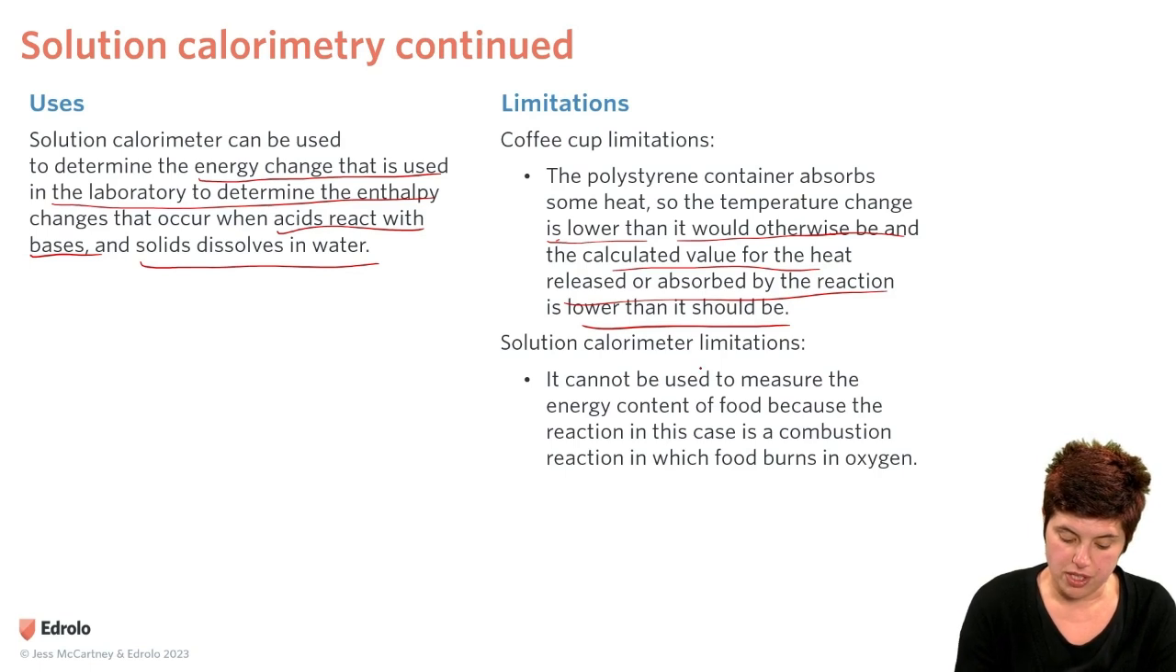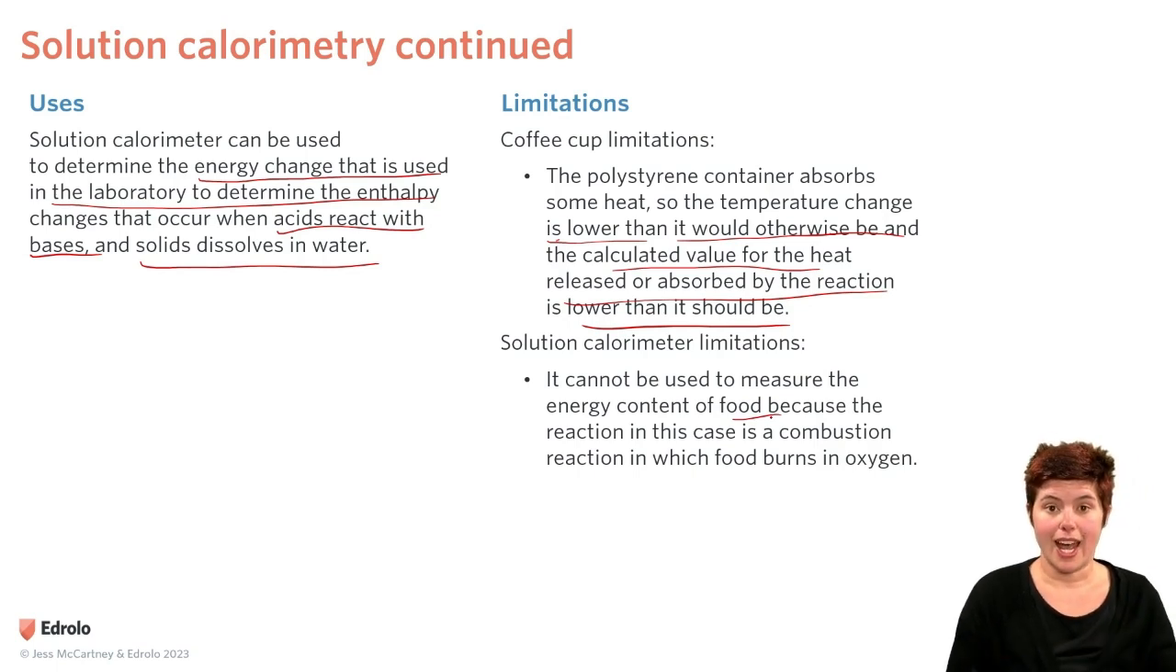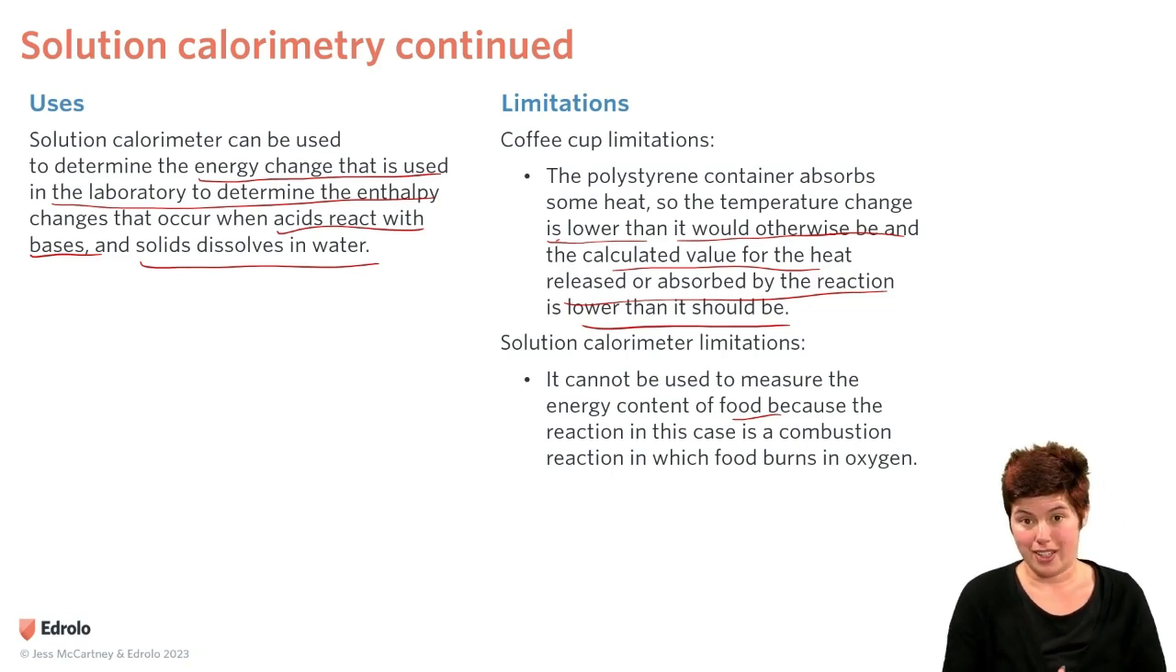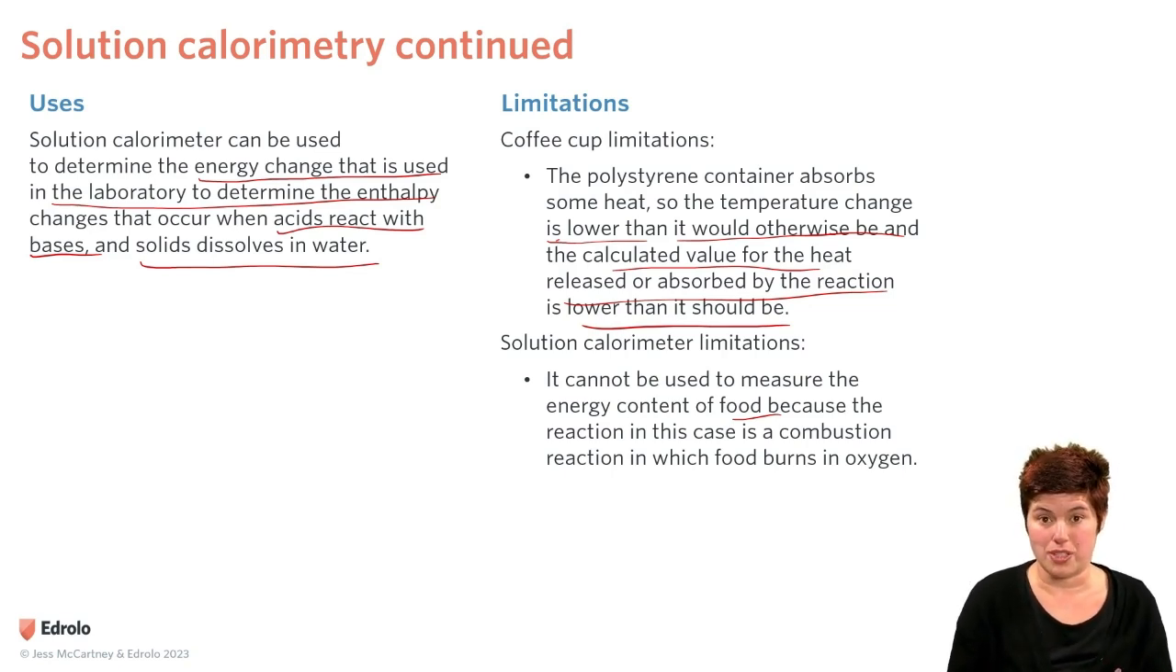Solution calorimeters cannot be used to measure the energy content of food because you need to have it in solution to be able to do that. You can't actually light the food on fire in a solution calorimeter because it will burn the polystyrene, and you also need access to oxygen to run that combustion reaction. So food cannot be calculated this way, it needs to be the other way that we've looked at. This is only for particular reactions that are in solution form.